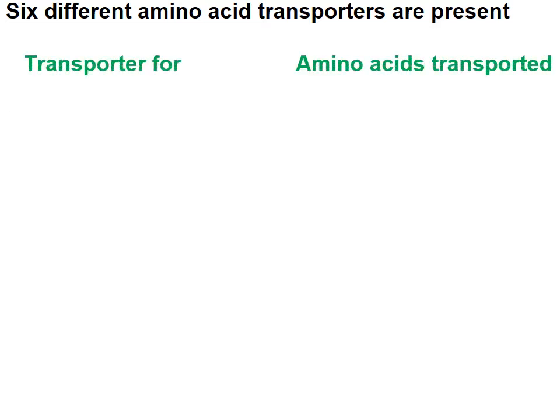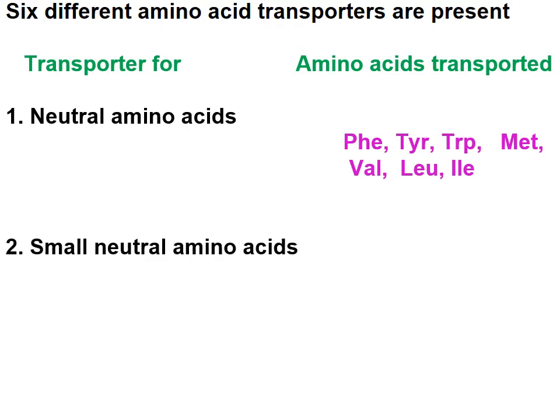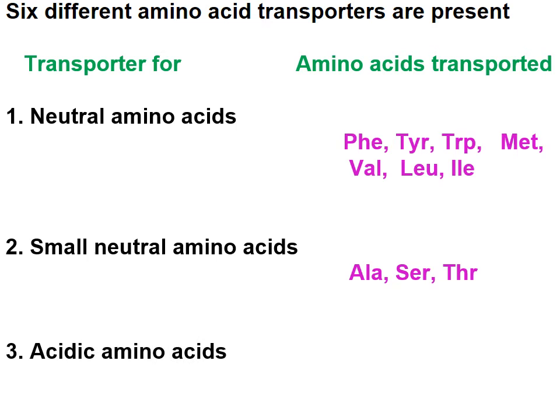The first one is the transporter for neutral amino acids, and it will transport phenylalanine, tyrosine, tryptophan, methionine, valine, leucine and isoleucine. The second one is the transporter for small neutral amino acids like alanine, serine and threonine. The third one is the transporter for acidic amino acids, like glutamate and aspartic acid.